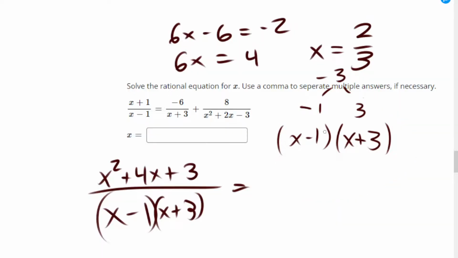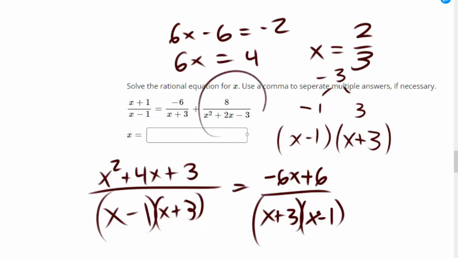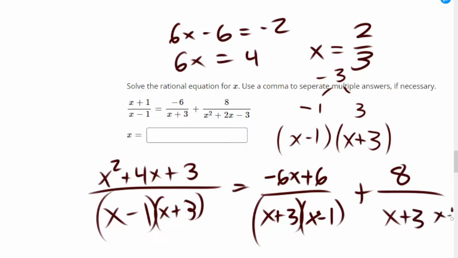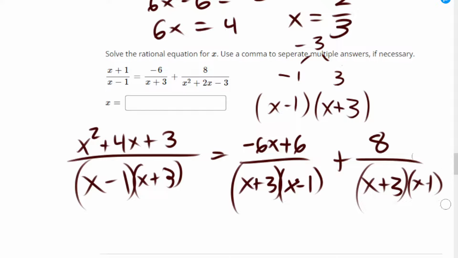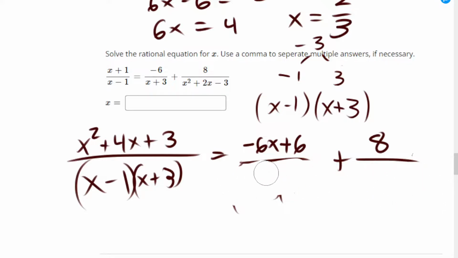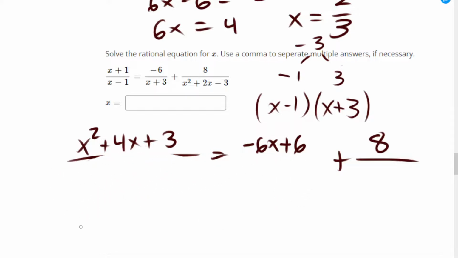This guy's missing an x minus 1. So we will do negative 6x plus 6 over x plus 3, x minus 1. And this guy is all set to go. And then plus 8 over x plus 3, x minus 1. Coolio. Now the shark comes by and eats them all up. Bloop, bloop. You got him. He got eaten. Awesome. Now we can solve.